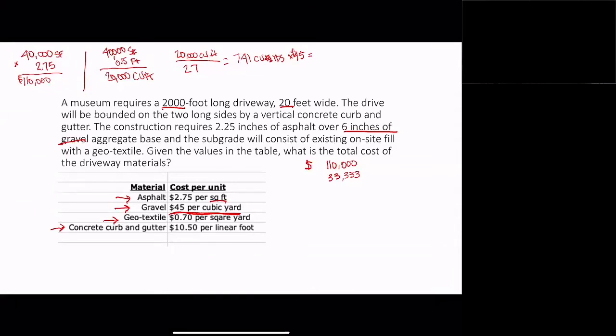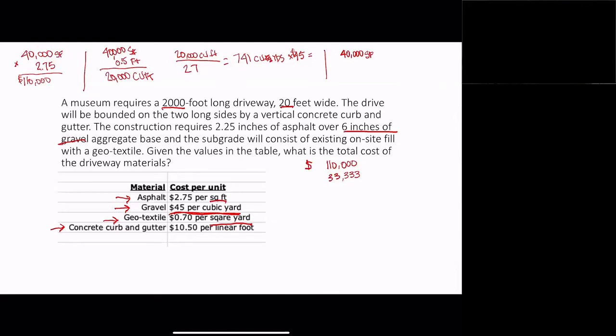All right, next, the geotextile. This one's going to be per square yard. And you remember we have 2,000 feet by 20 feet wide, so we have 40,000 square feet. But we need to change that to square yards. And again, we're not going to divide by 27 because that was for cubic yards, and we're not going to divide by 3 because that's for linear, that's changing linear feet into linear yards.